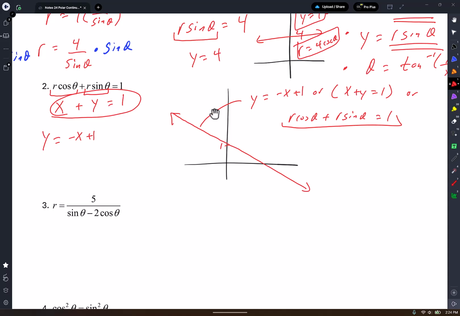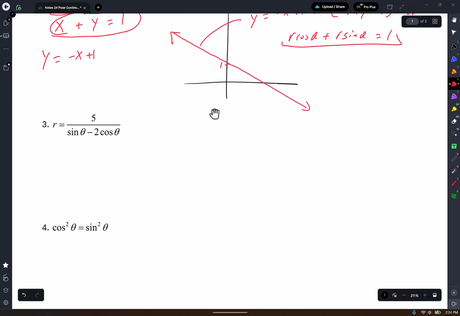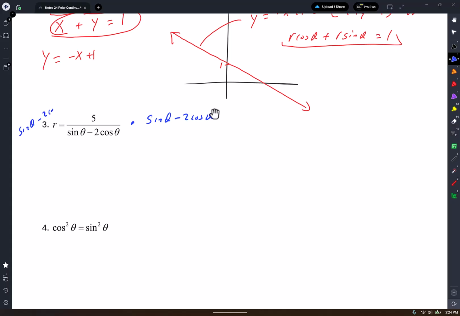Number 3. What does your intuition tell you to do on that one? Yeah, multiply by the denominator probably. See, multiply this by sine theta minus 2 cosine theta. Whatever you do to one side, you do to the other. When you do that, here's what you're going to have. I'm going to distribute the r. I guess let's go slow. R times sine theta minus 2 cosine theta equals 5.